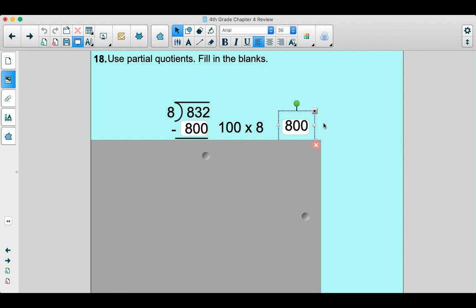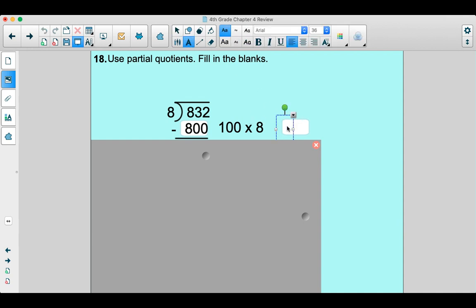I messed that up. Please forgive me. This is 800 right here, right? So we took out 100 groups of 8. So what I should write here is not 800, but 100. 100 groups. Okay, that makes sense? You can always hit pause if you need some more time to think about it. All right, so we took out 800 things, used them up. They're in 100 groups now. But we still have 32 left.